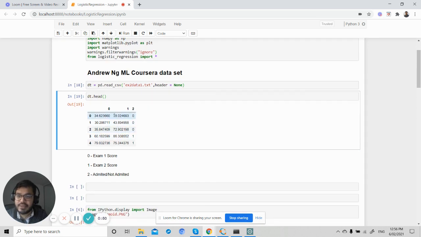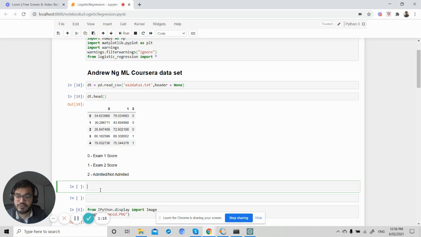We can see here that the first column is our exam 1 score, the second one is exam 2 score, and the third one is the output. 0 or 1 means, based on exam 1 and exam 2, whether a student or a person is admitted to the university or not. This shows us the output.